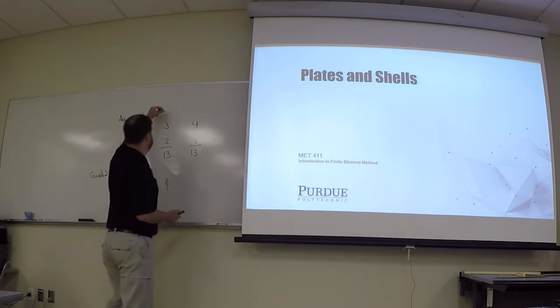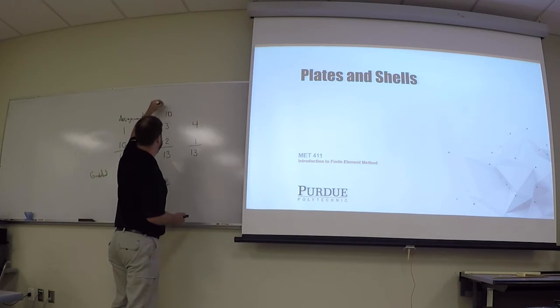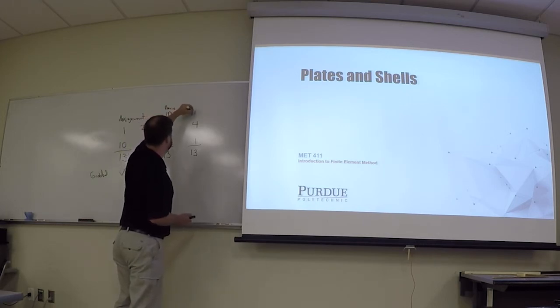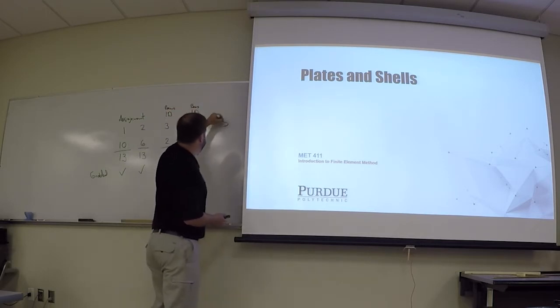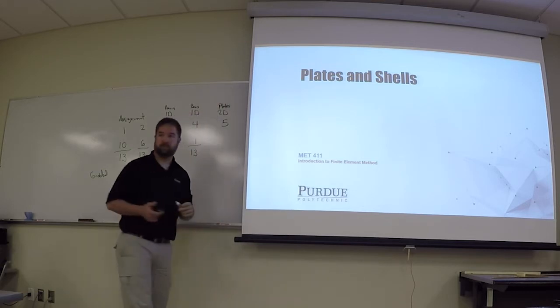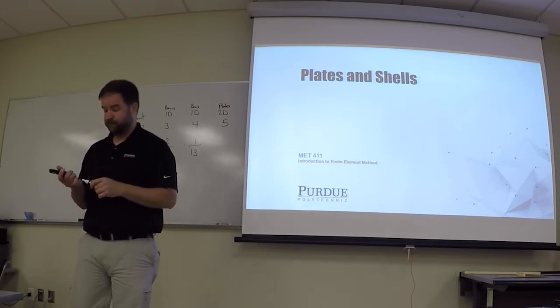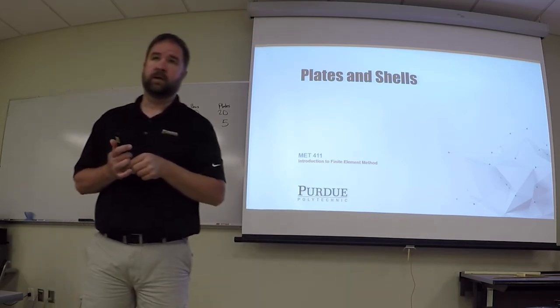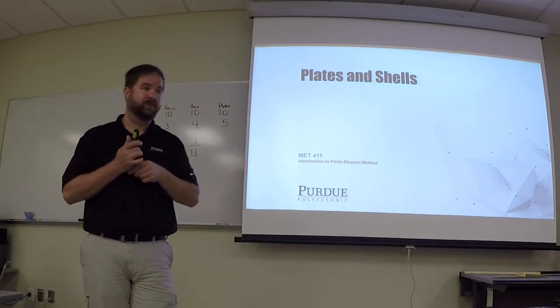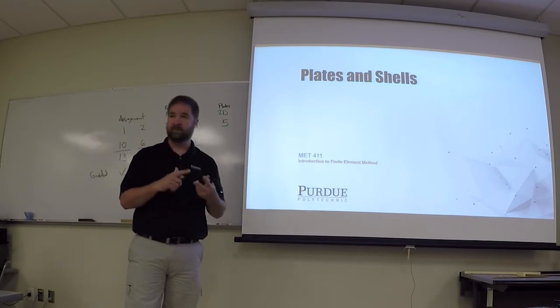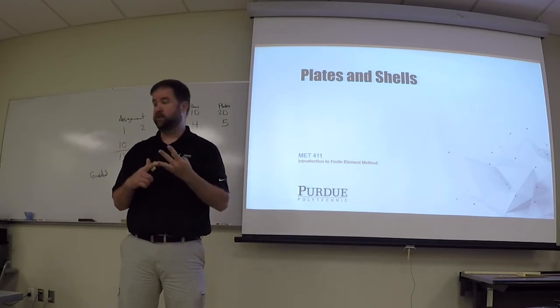So assignment 3 is 1D or beams. Assignment 4 is 1D beams. Assignment 5 is going to be 2-dimensional, which we'll call plates and shells. Okay? So if you remember back to early on when we were talking about different element types, we have 1-dimensional elements, we have 2-dimensional elements, we have 3-dimensional elements.